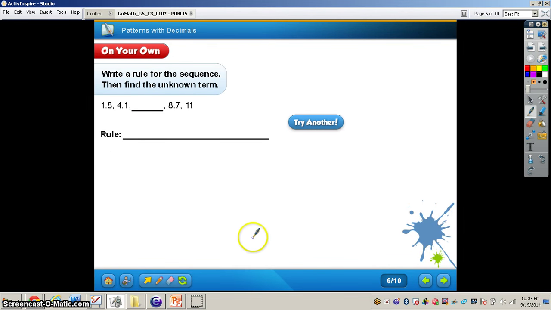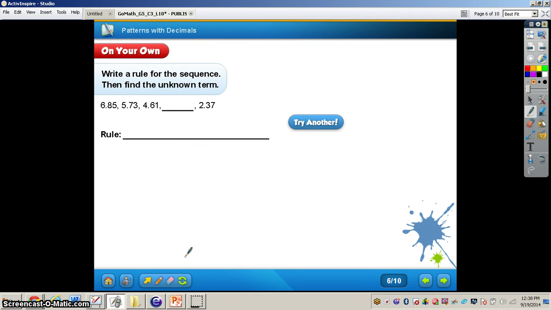Now let's take a look at this problem. I want you to work through it all by yourself. Fill in the unknown term and write the rule. When you're finished, you can press play and I will have the answer for you. So pause the video now. Okay, the answer is 6 4/10 for the unknown term, and the rule was add 2 3/10.